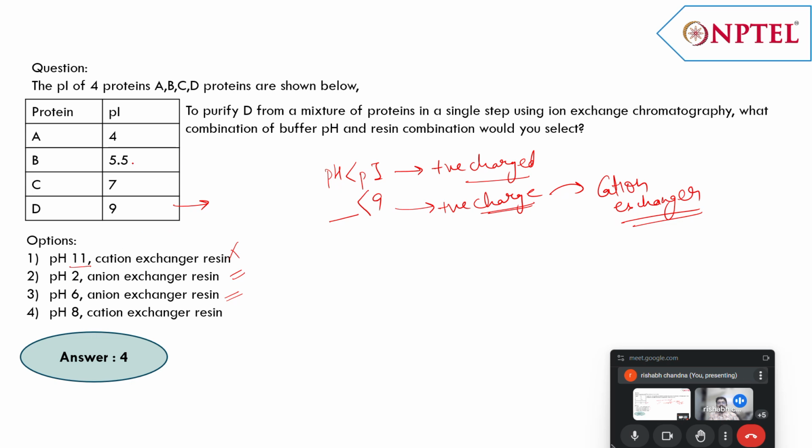The second option, pH 2, is less than 9, and it requires an anion exchanger, so this is also false. Now pH 6, the same reason, it requires a cation exchanger, not an anion exchanger. So option 3 is also false. Now the fourth option, at pH 8, it would be positively charged, so it will require a cation exchanger to separate the protein. So option 4 is correct. Any doubts?